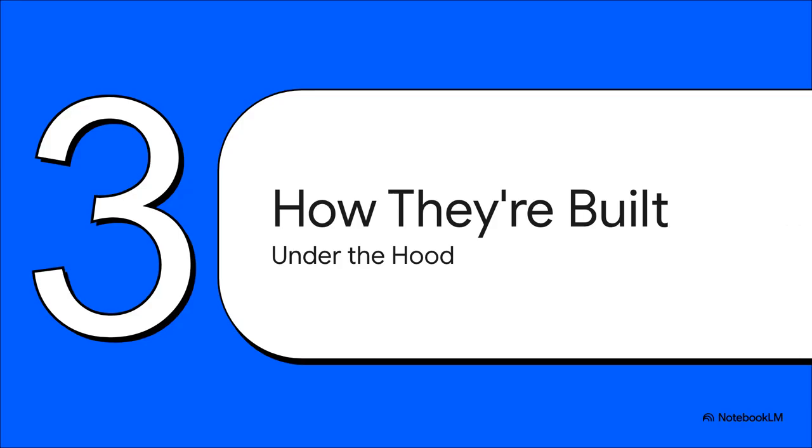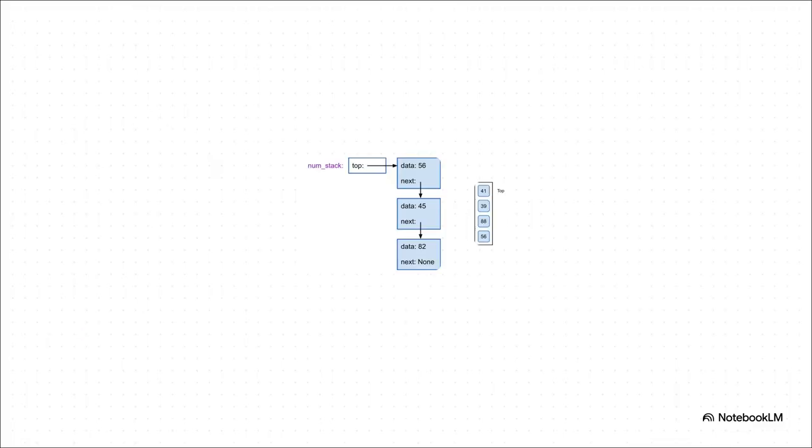Okay, so we know what they do, but how does a computer actually build one of these things? Let's take a quick peek under the hood. What you're looking at here are the two most common blueprints. That first diagram, the one with the connected boxes, is a linked list. You can think of it like a chain. The other one, that block of cells, is an array. That's more like a fixed row of mailboxes.